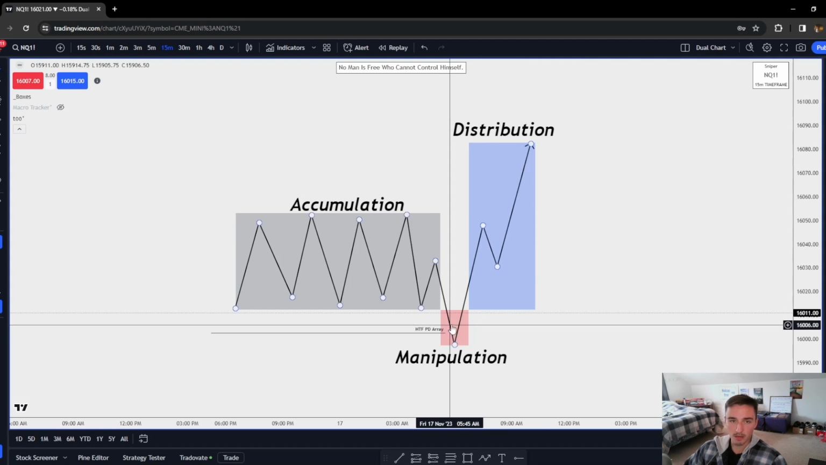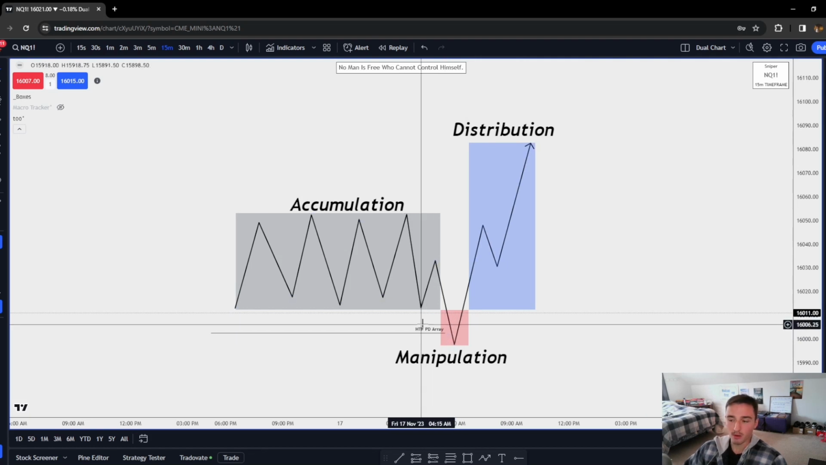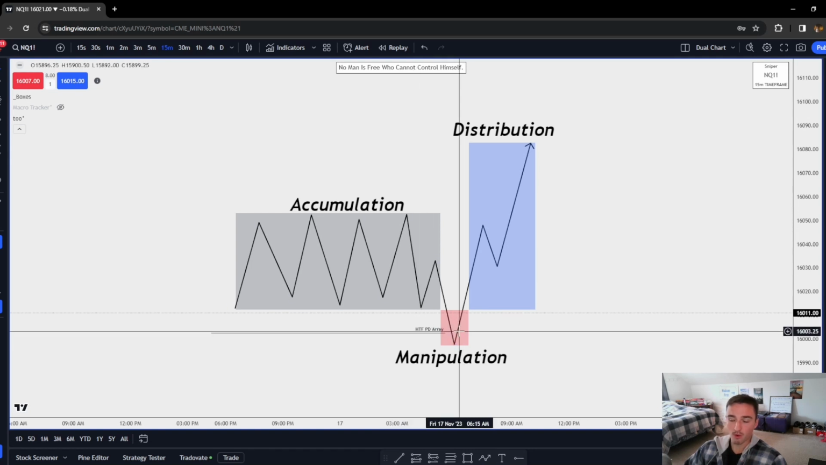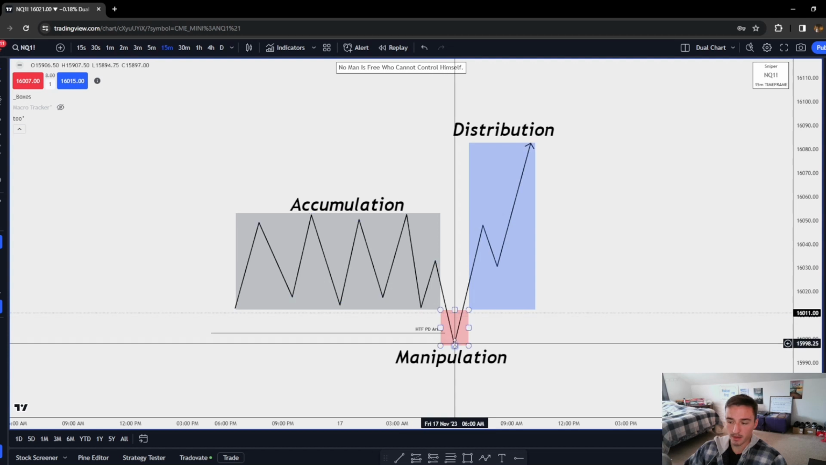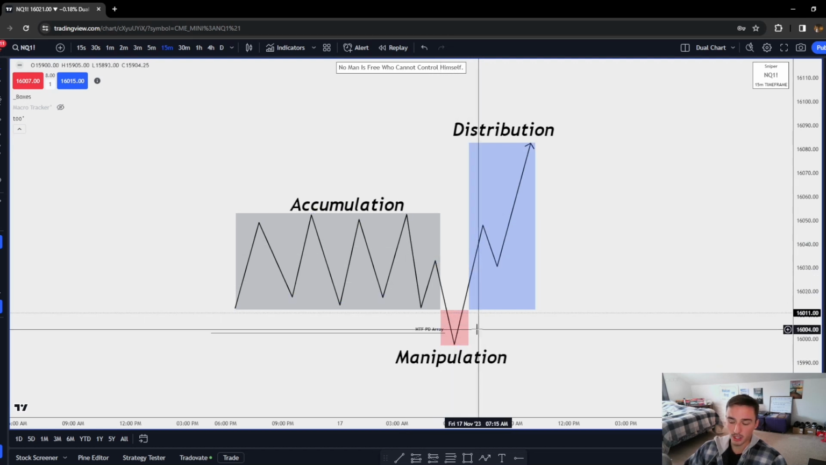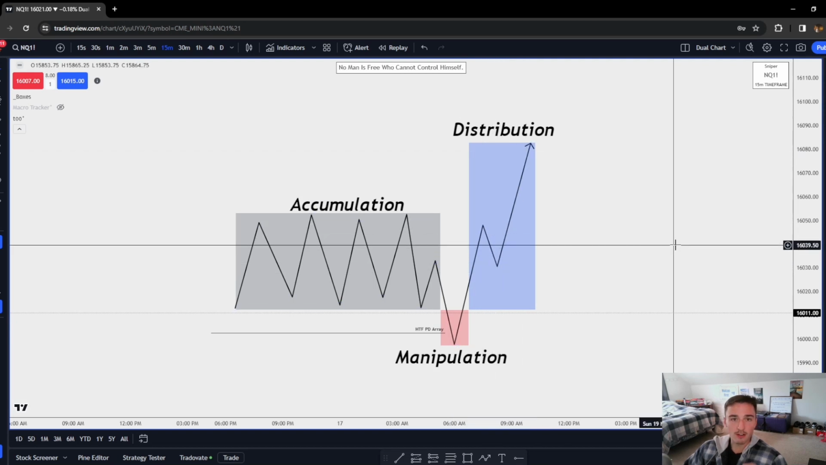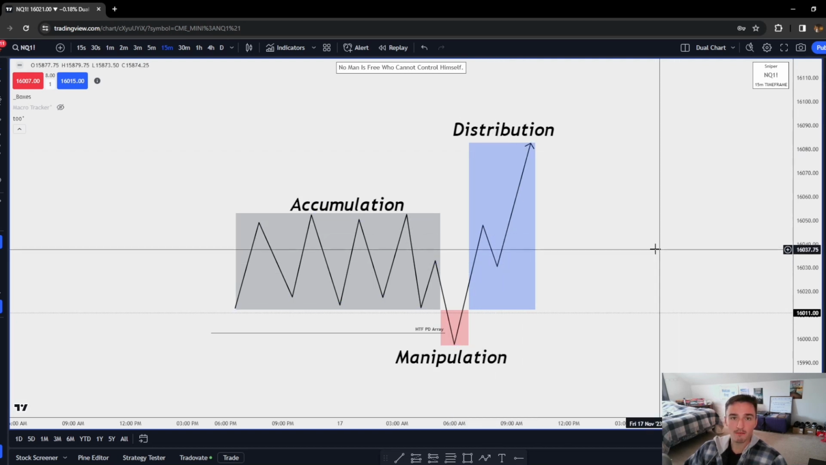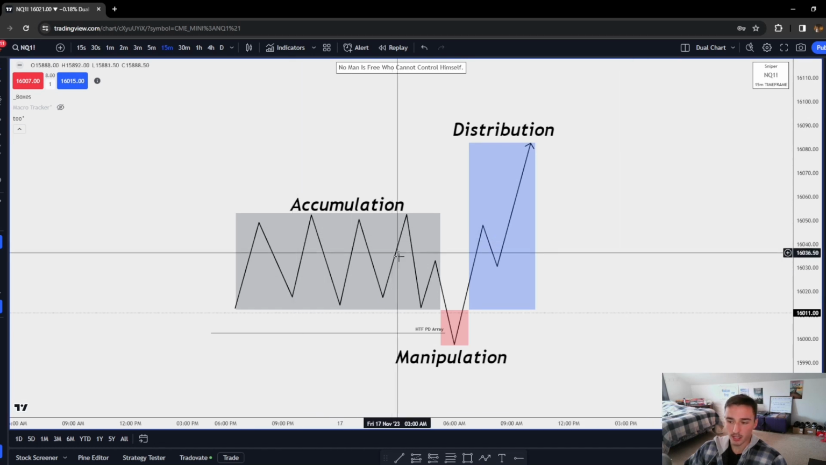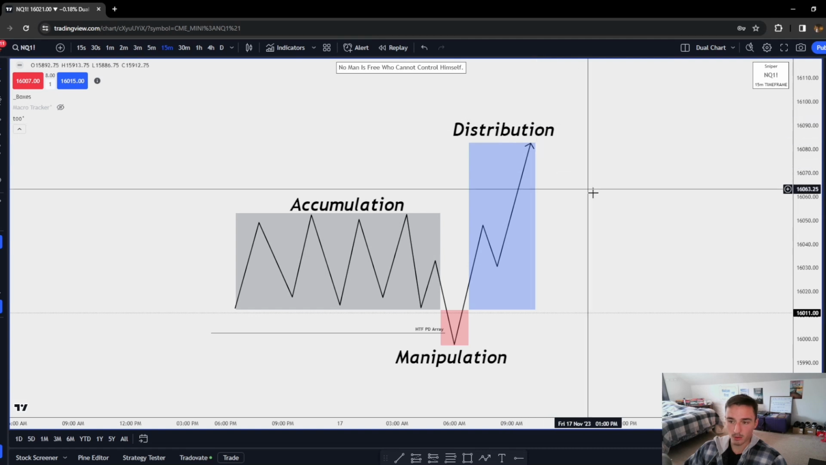And the manipulation must happen in a higher time frame PD array. So whatever time frame you are trading, if you're trading the 15-minute chart, you want to be looking for a 4-hour PD array that we are manipulating into, and then get your entry somewhere in the manipulation area or somewhere within the distribution phase. And remember, this is fractal, so whatever time frame you're looking at, you can find the accumulation, manipulation, and then our distribution. So let's get into a few examples in a real chart.